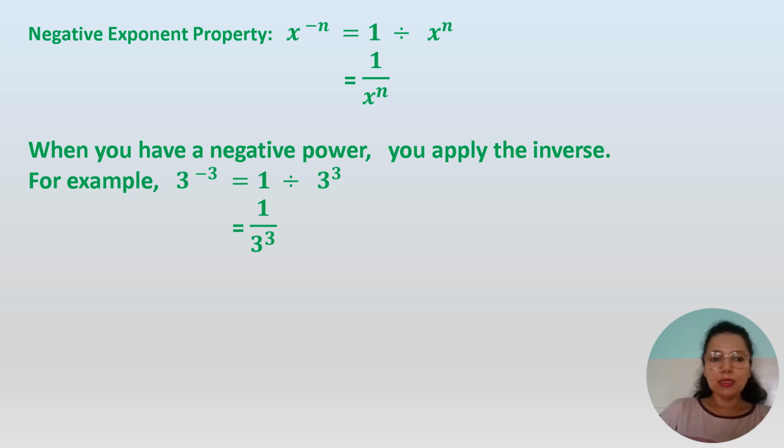It is 1 divided by 3 to the power 3. So the negative falls away because we are applying the inverse. Okay, right. So this basically means we are multiplying 3 times. So we say 1 divided by 3 times 3 times 3, and that would be 1 over 27. Right. Now, let's look at another power.